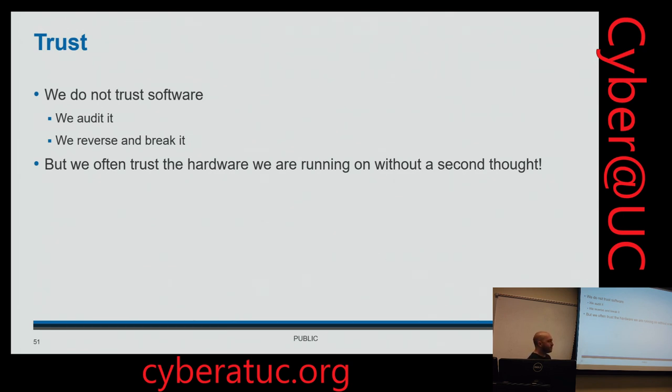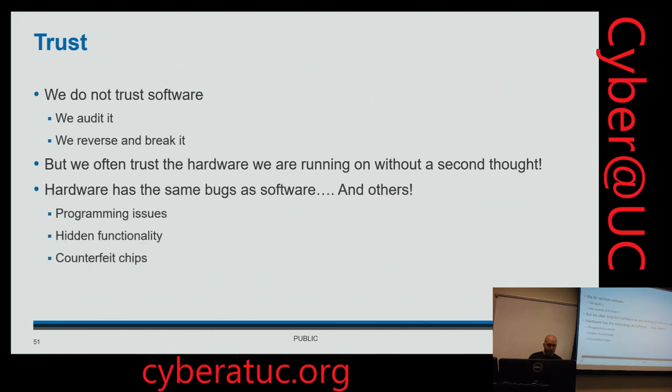So all these tools are great, but they don't really help audit the processor or the integrated circuits that you're running on. But hardware can have the same bugs as software. I mean, a lot of you guys are electrical engineering students, right? You make the same mistakes that programmers do when you're designing electrical systems. These can be programming issues. They can be hidden functionality that's baked in that you don't know about. They can also be counterfeit chips. You might buy a chip and somebody might have written the name of the chip on the top, but it might not be what you actually bought.